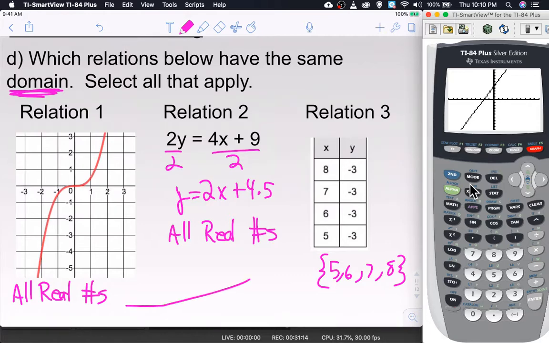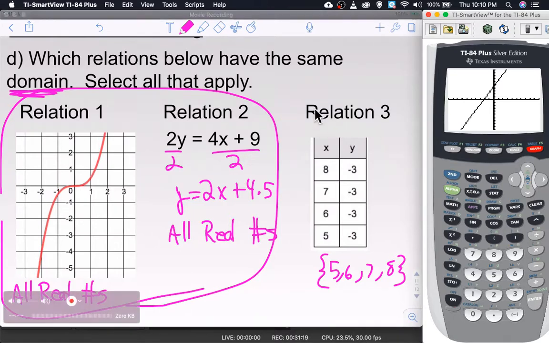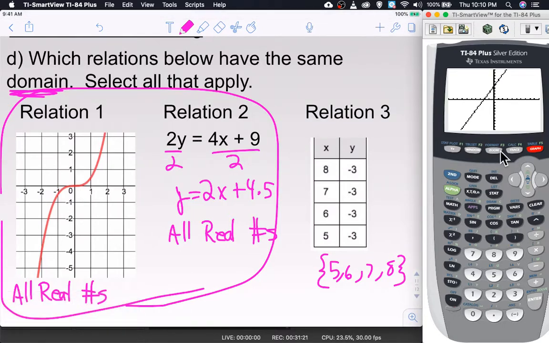But as far as the question goes, which relations share or have the same domain? It's relations 1 and 2. They both have all real numbers as their domain.